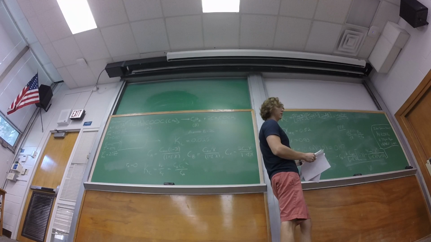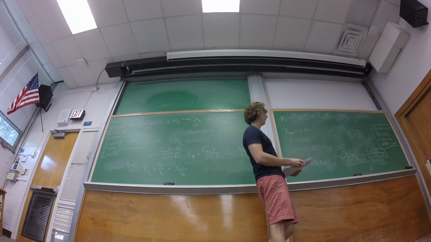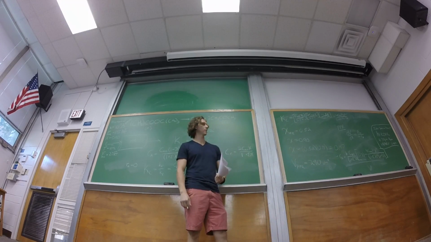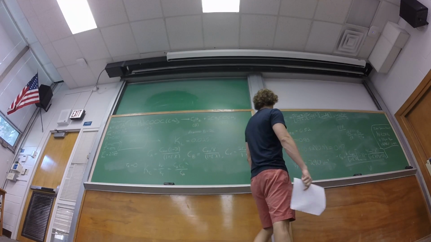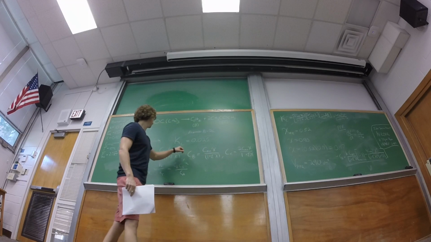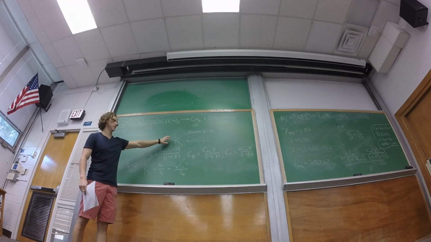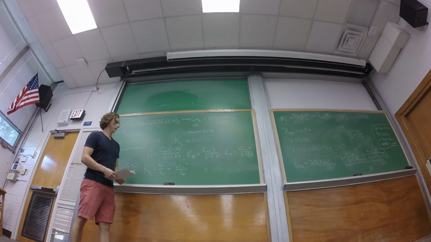How did you get that new rate equation? To get the new rate equation, you recognize that it's at equilibrium, right? So your new rate equation is going to be, you have to take into account the equilibrium constant.